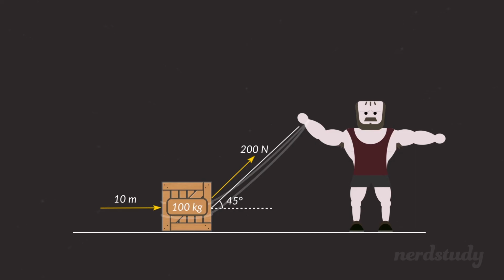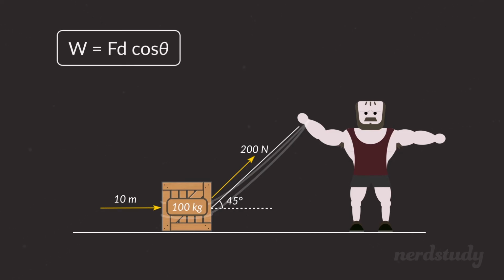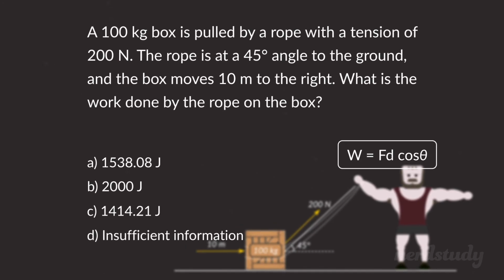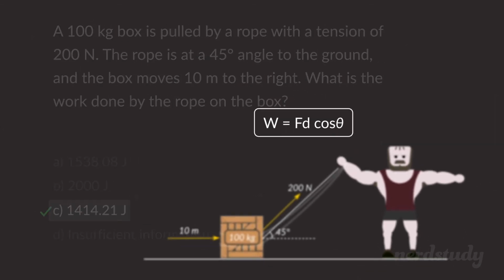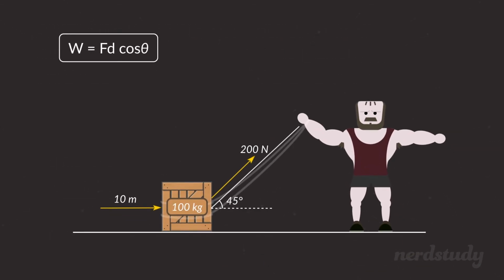We want to calculate the work done by the rope on the box using the formula for work, W equals F d cosine theta. What would our answer be for the amount of work done in this example? Well, the answer is roughly 1,414.21 joules. We can get that by simply substituting the values into the formula for work, W equals Fd cosine theta.